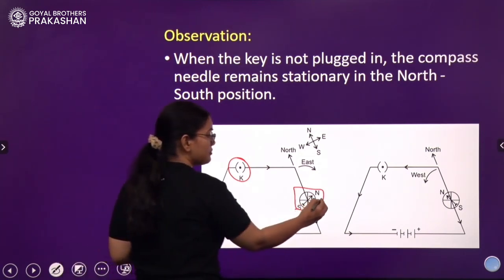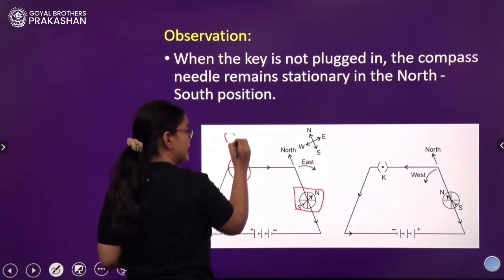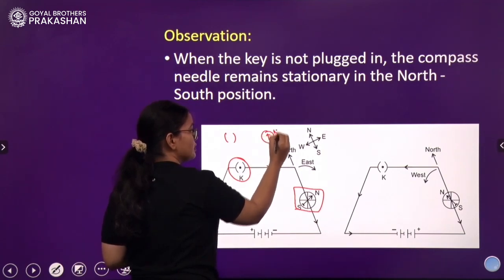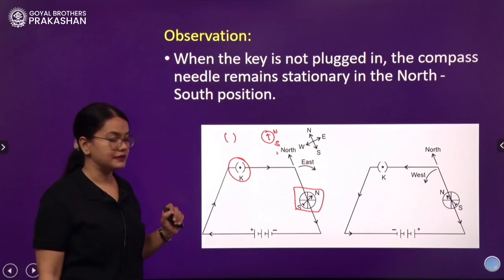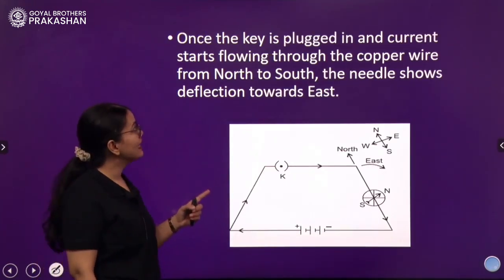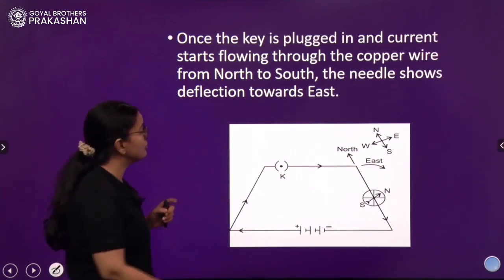See, this diagram shows the deflected one, but when the key was not plugged in, the compass showed like this, north and south. There was no deflection in the compass. Next, once the key is plugged in and the current starts flowing through the copper wire from north to south.